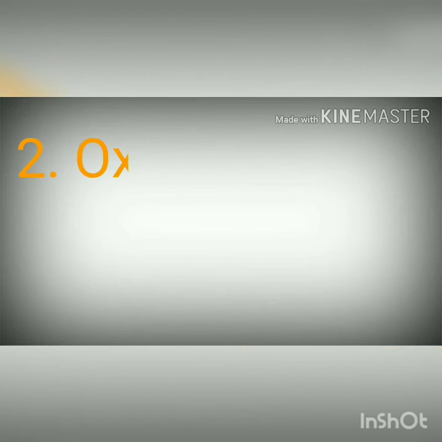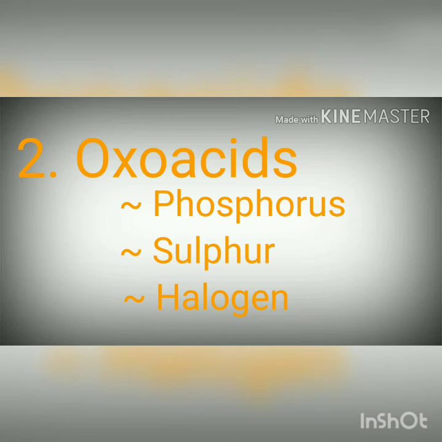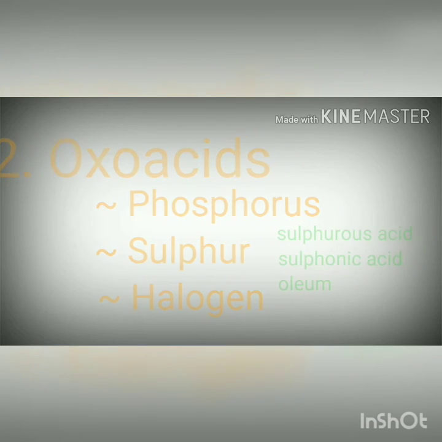The next part is oxo acids. You have oxo acids for all the compounds, but in that also only 3 are very important: phosphorus, sulfur and halogens. Again, in sulfur you have many compounds, but sulfurous acid, sulfuric acid and oleum are the most important ones. So this is all about 2 markers.